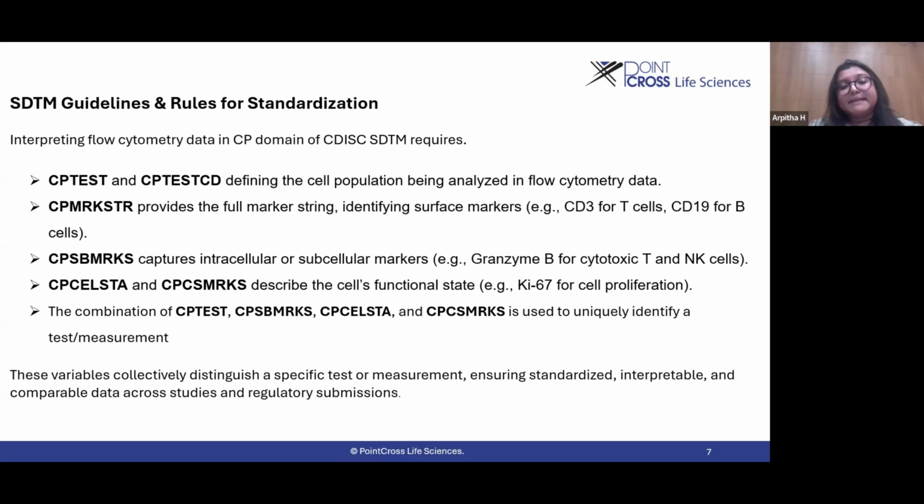The test and the test CD variables are the key variables where the cell population or the cell name has to be standardized. And the marker strings and the sublineages are the variables where the surface markers which characterize the cells have to be represented as per the lineage defined from its parent population to the subpopulations. During these assessments the cells would be in different states, and there are key markers which identify the functional state of the cells, and those have to be represented in variables like cell state markers. Having these variables and the representation of these are the guidelines that are provided.